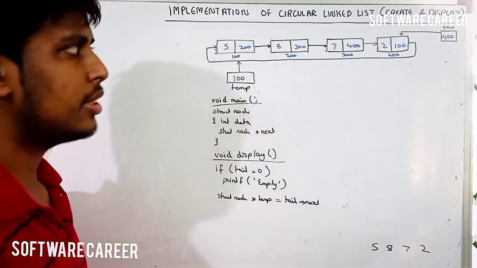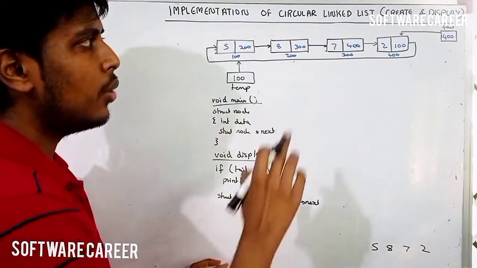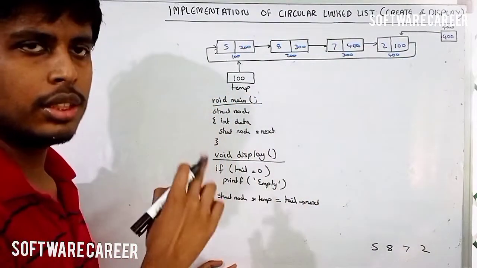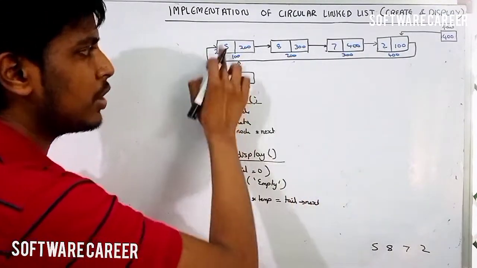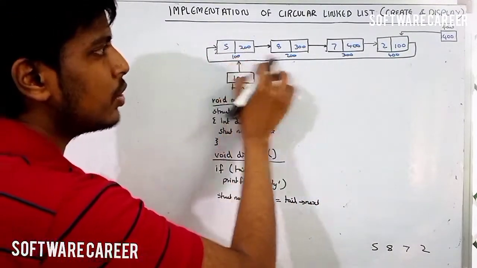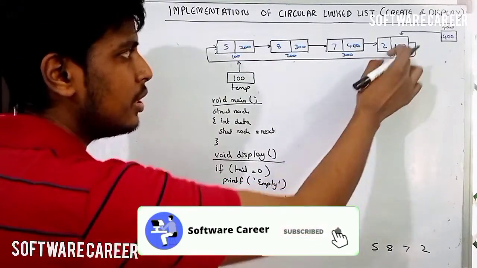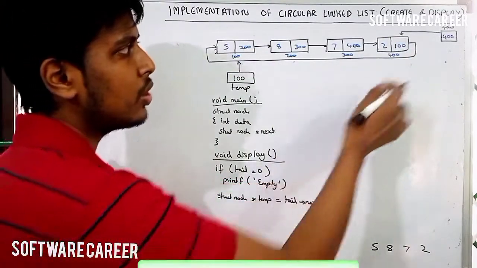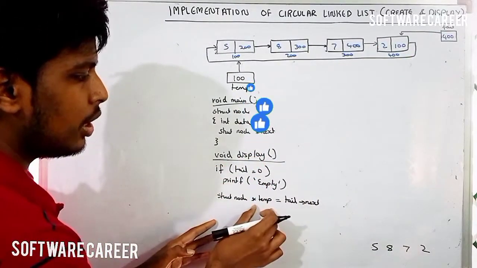Why am I writing tail next? See, tail is a pointer which is pointing towards the last node. Now this is a circular linked list, so the next node of this last node is again the first node. So the address of the first node is stored in the pointer part of the last node. So I am accessing that pointer of the last node, that is tail next. So I am writing temp is equals to tail next.